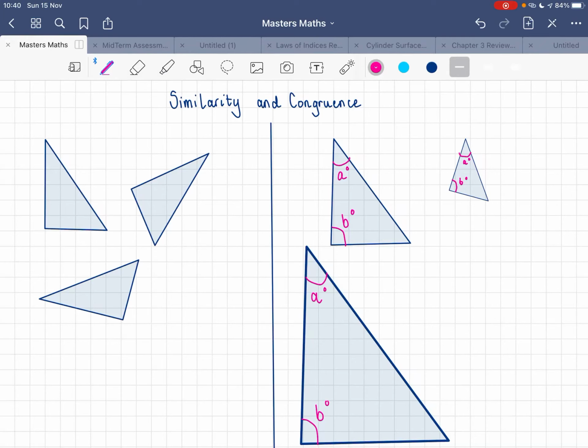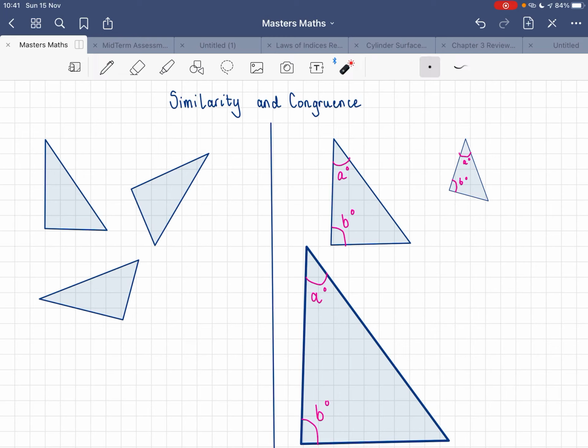Hi, today we're going to look at similarity and congruence. We're going to quickly look at what both of those words mean, and then we will go on to how we will use similarity, because there's not much we can do with congruence other than identify shapes that are congruent, but then we'll go on to how we can use similarity to solve problems and things like that. So we'll start with congruence.